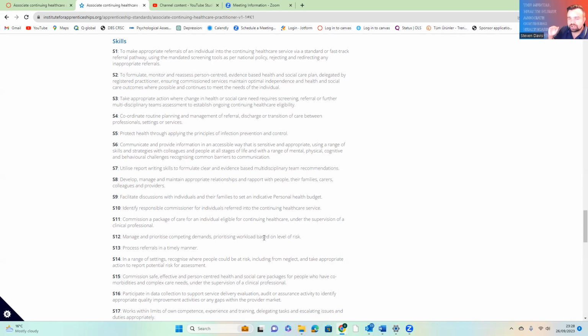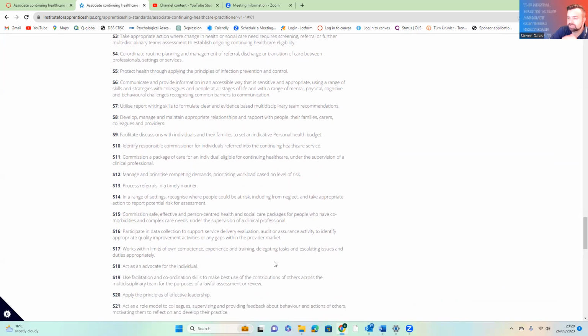Facilitate those discussions, so making sure that people are involved, so we're networking correctly. Identify the responsibilities of commissioners, to understand what local authorities are doing, or local foundations are doing, or local CCGs, and all of this stuff. Prioritising people based on level of risk. So when you do the assessments, you're grading them properly with the right evidence there. You're doing the referrals in a timely manner. You're seeking a range of support there. Again, recognising risks, things around neglect.